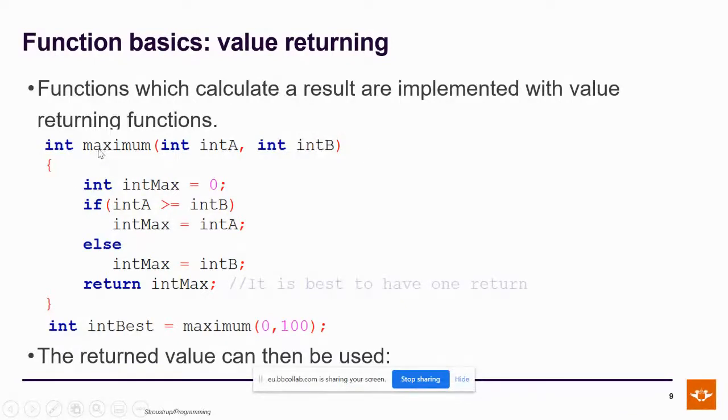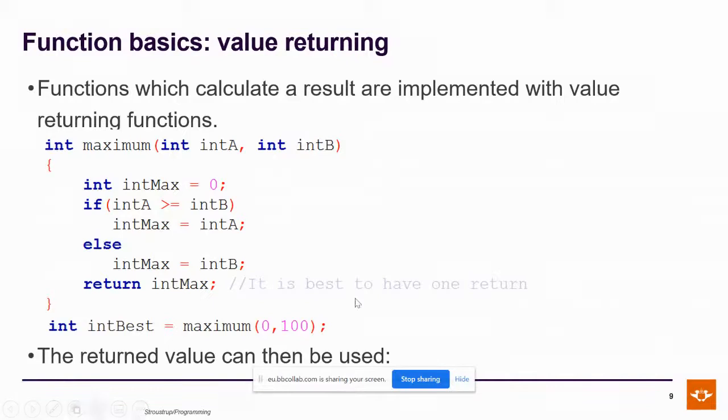This function here is a function called maximum, which clearly returns the greater of these two values, int a or int b. And because they're integers and we want the return value to be an integer, we see that that return type is integer. So here we have int a being compared to int b and being assigned to int max if it is larger, otherwise int b is assigned, and then we return int max.